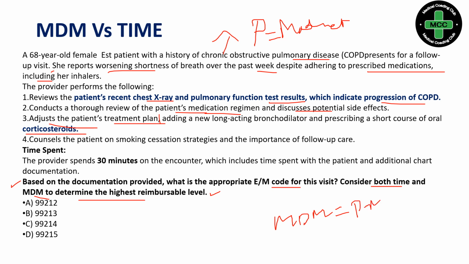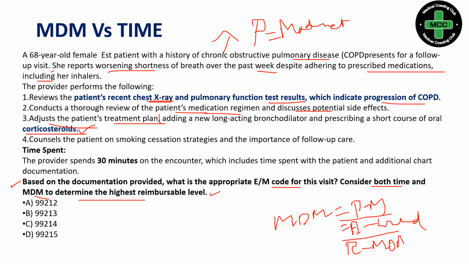Okay, so as we are checking the level based on MDM, check MDM. Problem is moderate. And what is your data? In the data, the provider reviewed the patient's recent chest x-ray and pulmonary function test results. So he has reviewed two records, that means you will be getting review of medical records, so almost you will be getting your data as limited. Okay, and then finally he prescribed the Rx. So the risk is prescription medication, so moderate.